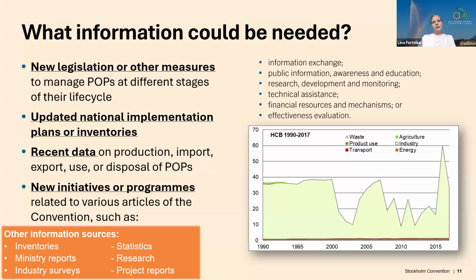Let's have a look at what kind of information is generally required in the reporting. So first and foremost, the convention requires implementation of prohibitions for production, use, import, and export. You need to review your national legislation, so new legislation or other measures to manage POPs at different stages of their life cycle are relevant and requested in the questionnaire.